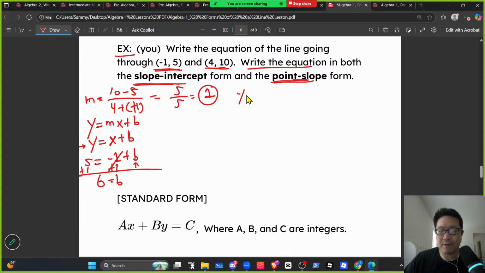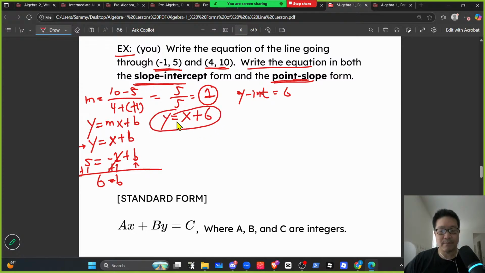Is that what you have for the y-intercept? Yeah. So I got the same answer. I used a different method and got the same answer. Now I can write an equation in slope-intercept form because I have slope and then I have y-intercept. So I'm going to write y equals 1x, or just x, plus 6.